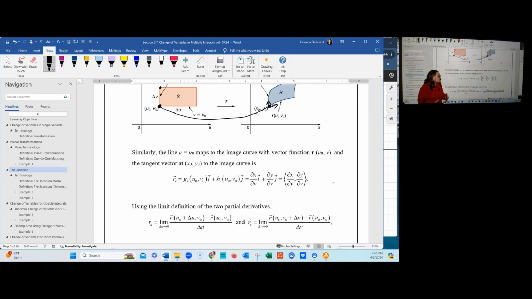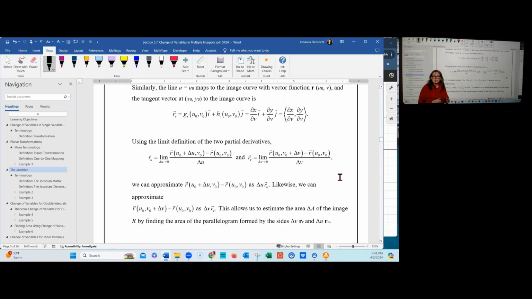Now, as long as we're relatively close and we make the rectangle in the UV plane very, very small, then we can approximate the change in the value of r here by moving the denominator delta u to the other side. And in the second partial, by moving the denominator delta v to the other side, so that we can approximate the change in those position vectors with delta u times the partial of r with respect to u and delta v times the partial of r with respect to v. And this will let us estimate the area of the image r by finding the area of the parallelogram, which is formed by these two sides.